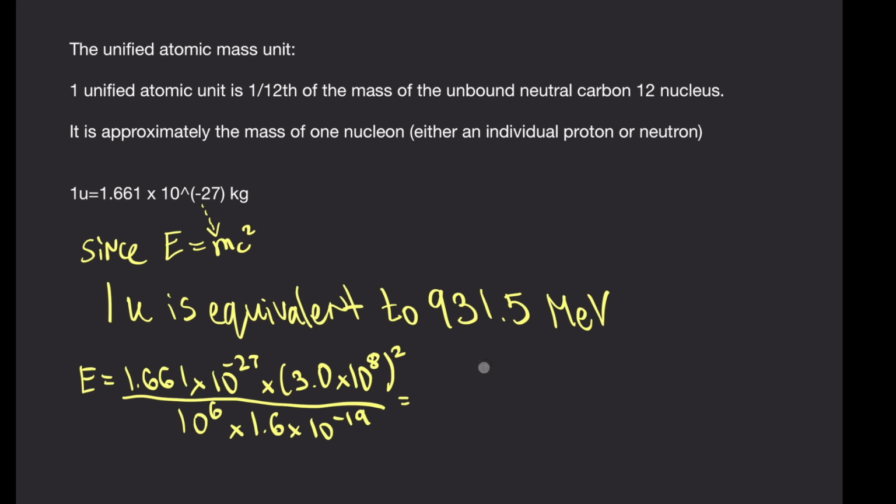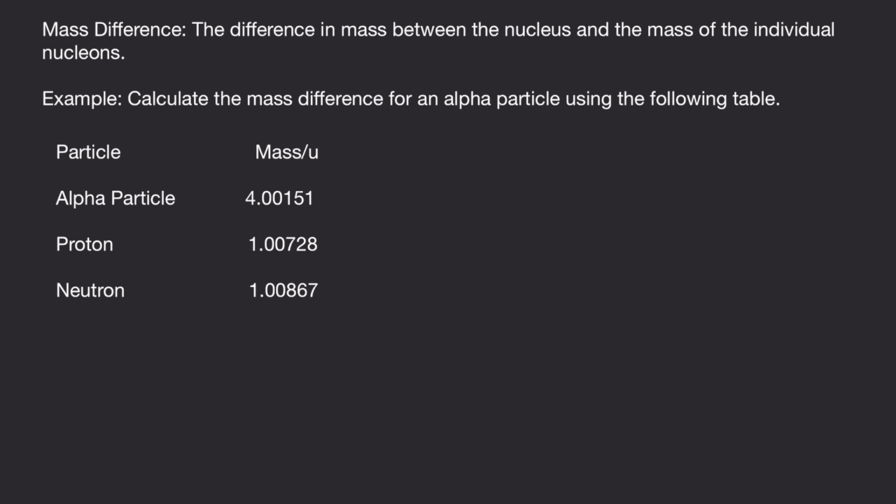Please note that if you put this into a calculator, I think you're going to get around 934, but this is because our constants here are not as accurate as they can be. If we were to plug in constants to a higher degree of precision, we're going to get 931.5, but as we said, this number is given in the formula booklet. And we'll now have a look at mass difference.